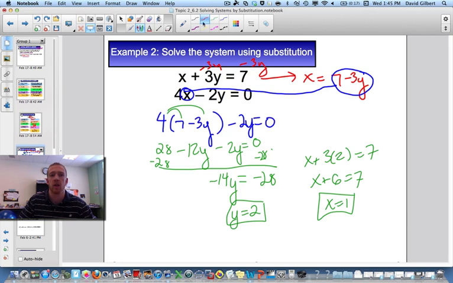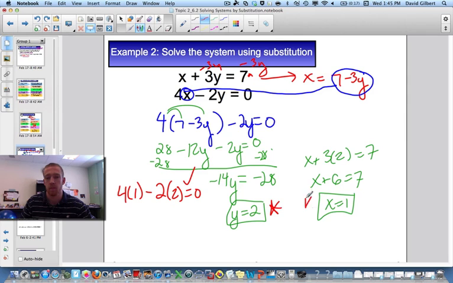Now what I want to do is make sure that I did it correctly. Since I used the top equation to obtain this x, I'm going to plug my x and y into the second equation. So 4 times 1 minus 2 times y, which is 2, equals 0. That does in fact work, so that is the correct answer. So my answer is here. Or I could write it as (1, 2).